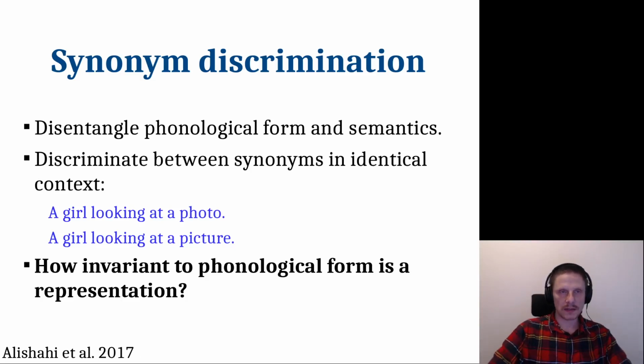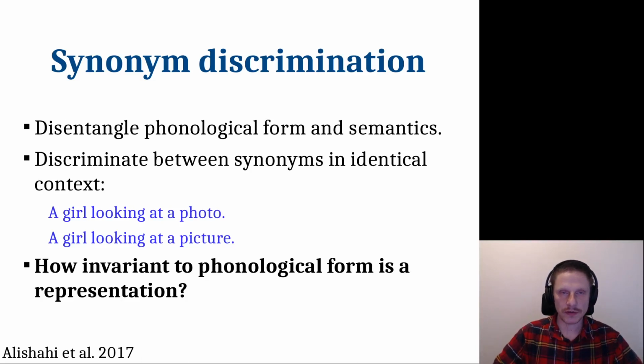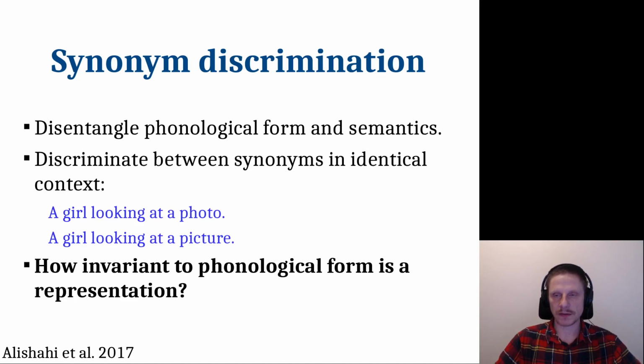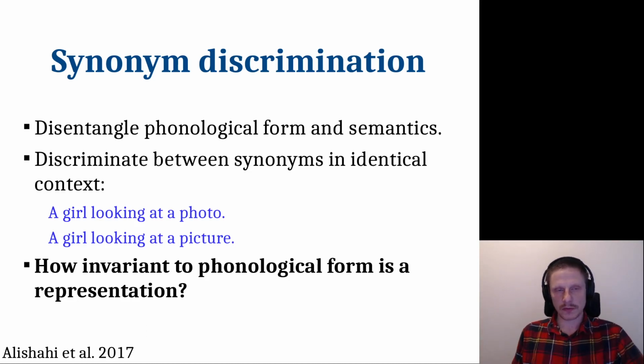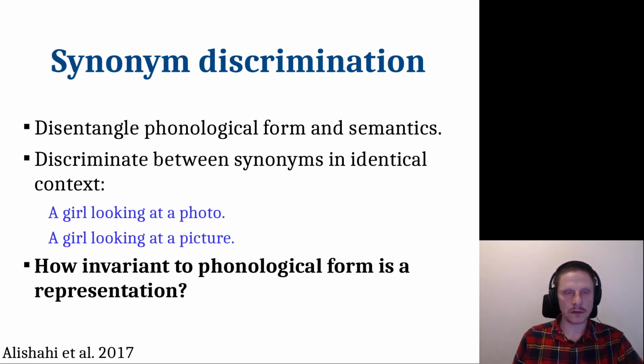Our next analysis is about synonym discrimination, and again it is related to disentangling phonological form and semantics, so form and meaning. So we want to discriminate between synonyms which occur in identical context. Let's look at these two utterances: a girl looking at a photo and a girl looking at a picture. These two utterances mean practically the same thing.